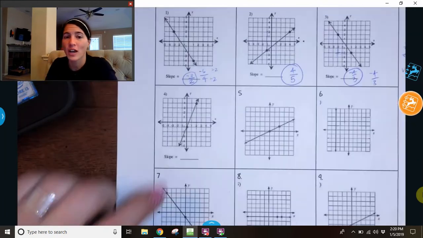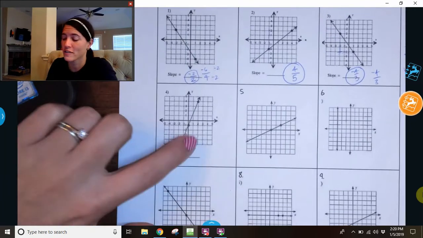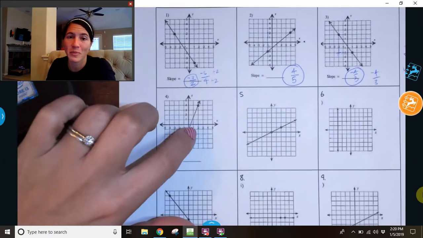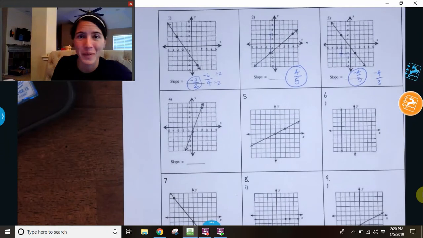All right, so you try number 4, pause it. You try to find the slope of number 4. You have the 2 points. Remember to count rise over run. Press play when you're ready.